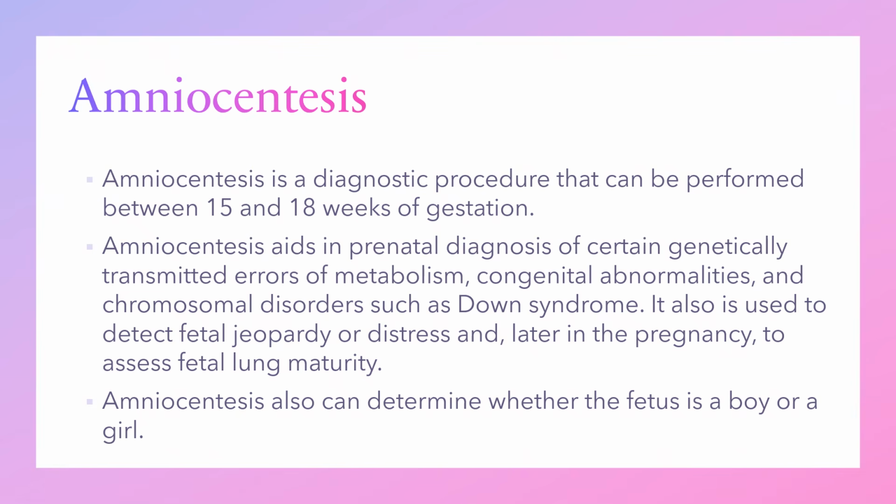Next up, we talked a little bit about this a second ago. In amniocentesis, we mentioned that word, I guess. This is a diagnostic procedure that can be performed between 15 to 18 weeks of gestation. This is going to aid in the prenatal diagnosis of certain genetically transmitted errors of metabolism, congenital abnormalities, and chromosomal disorders like Down syndrome. It's also used to detect fetal jeopardy or distress, and later in pregnancy to assess fetal lung maturity. Amniocentesis also can determine whether the fetus is a boy or a girl.